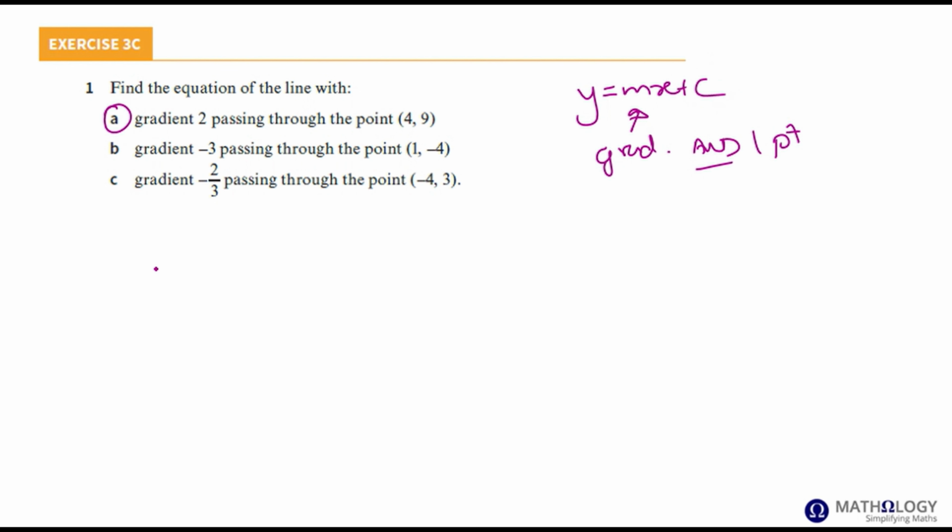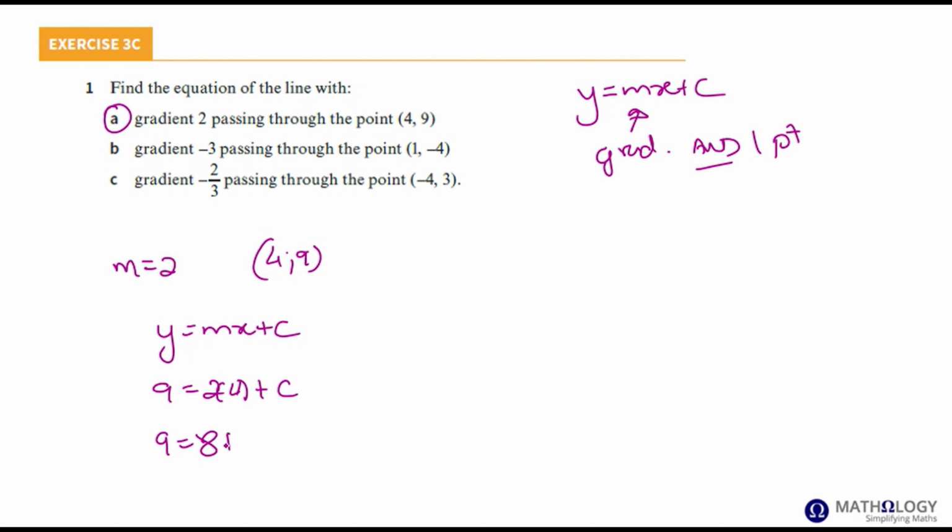So we have a gradient of 2, and the line passes through the point (4, 9). All the information we need is actually given to us here. This is just a straightforward substitution of the gradient and the point. So 9 equals 2 times 4 plus c. 9 equals 8 plus c. c equals 1. The equation of the line is therefore y equals 2x plus 1.